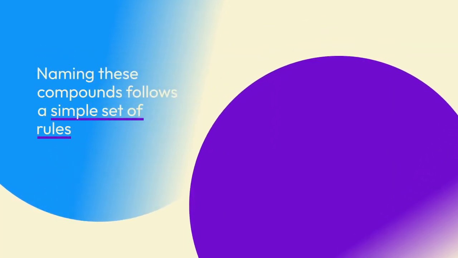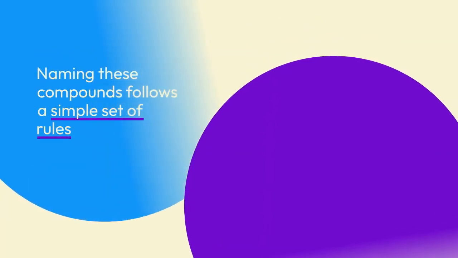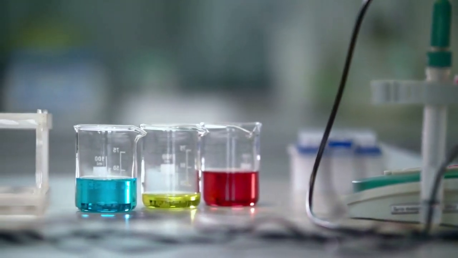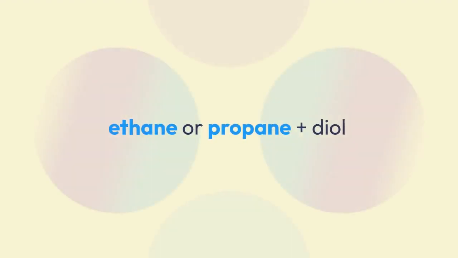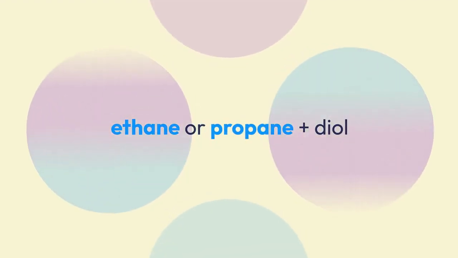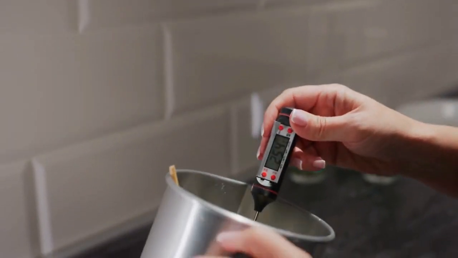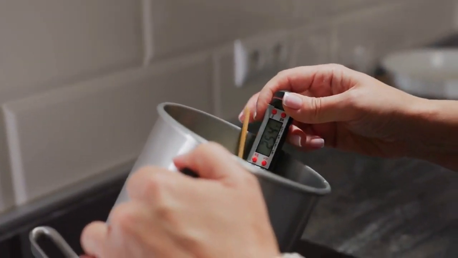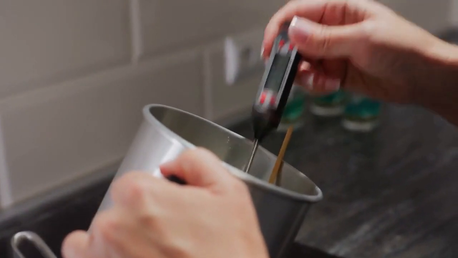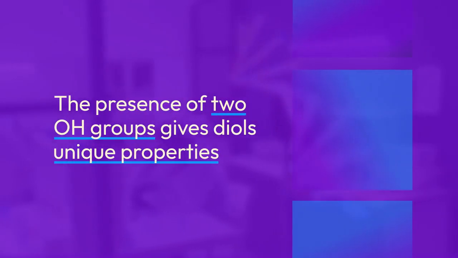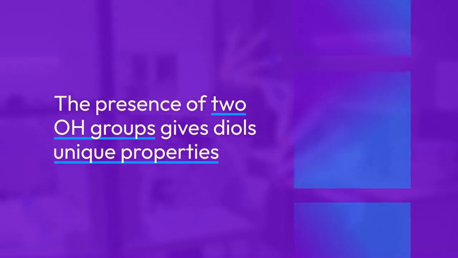Naming these compounds follows a simple set of rules. You find the longest carbon chain that includes both OH groups, use the full alkane name, like ethane or propane, and then add the suffix diol. You must also use numbers to indicate which carbons the hydroxyl groups are attached to, such as ethane 1,2-diol or propane 1,3-diol.